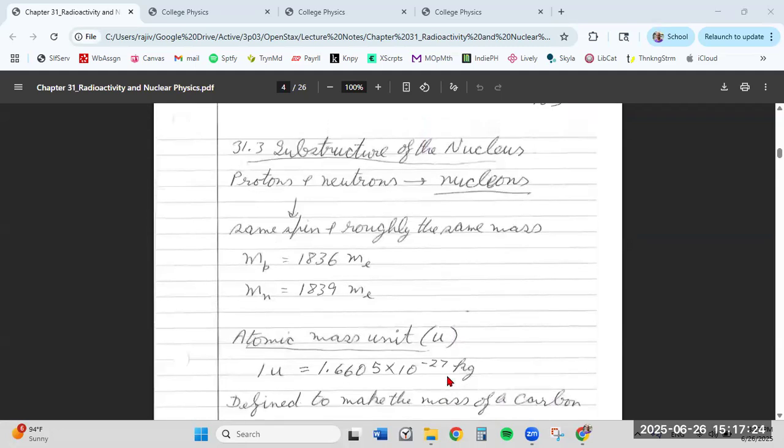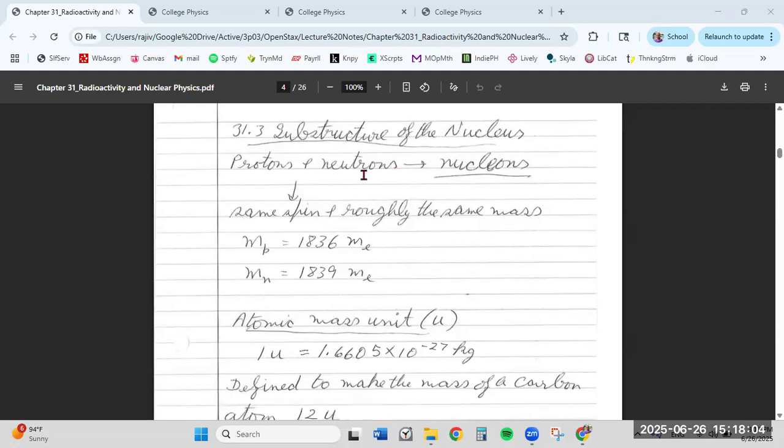Okay, so starting with the electron, we know there's a nucleus at the center, and then there are orbital electrons around the nucleus. And then when we get to the nucleus itself, it turns out it has a substructure. It has a finer structure than just being one blob of particle. The nucleus consists of two particles, protons and neutrons, and collectively these are known as nucleons. So nucleons are these particles that live inside the nucleus.